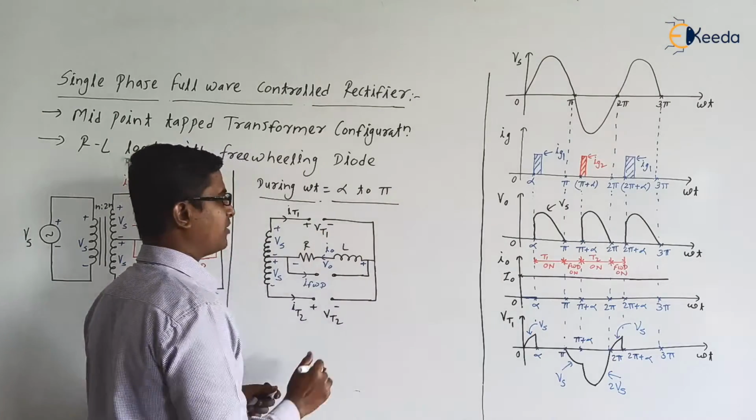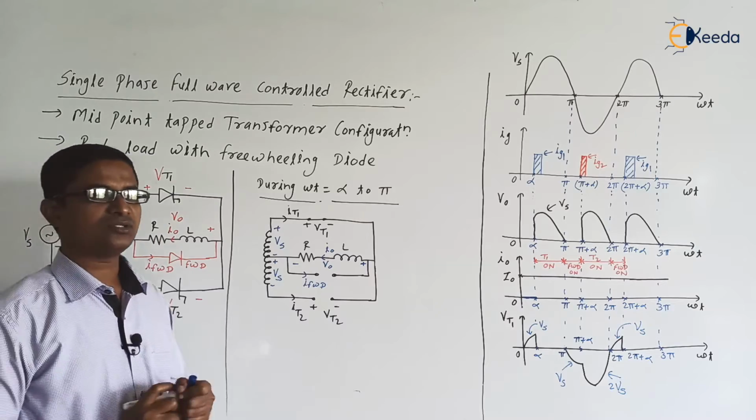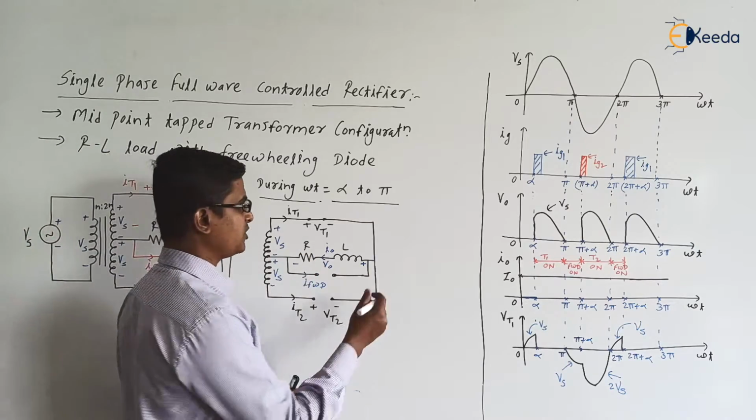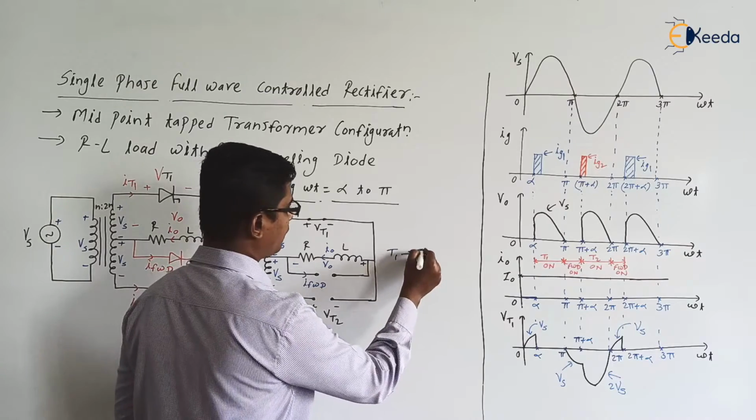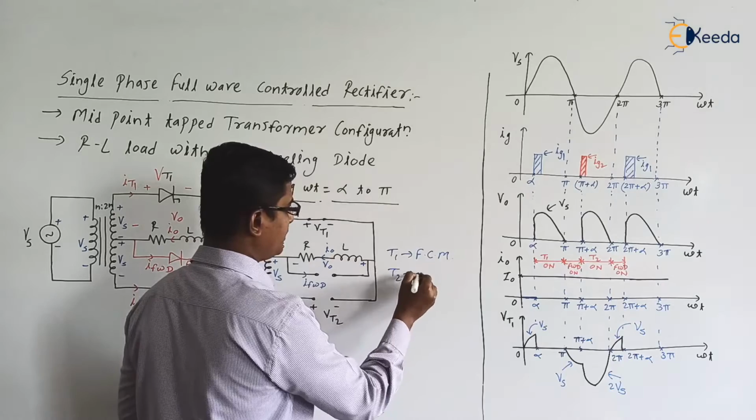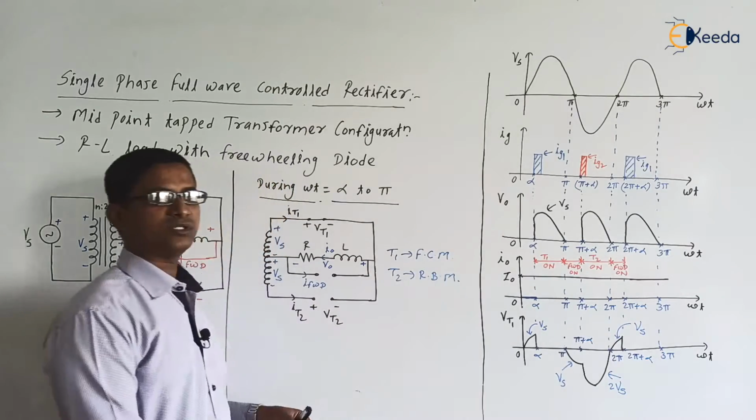Yes, so from alpha to pi, thyristor T1 is turned on. So the mode of operation of thyristor T1 is a forward conduction mode. What about T2? T2 will be in the reverse blocking mode, right?